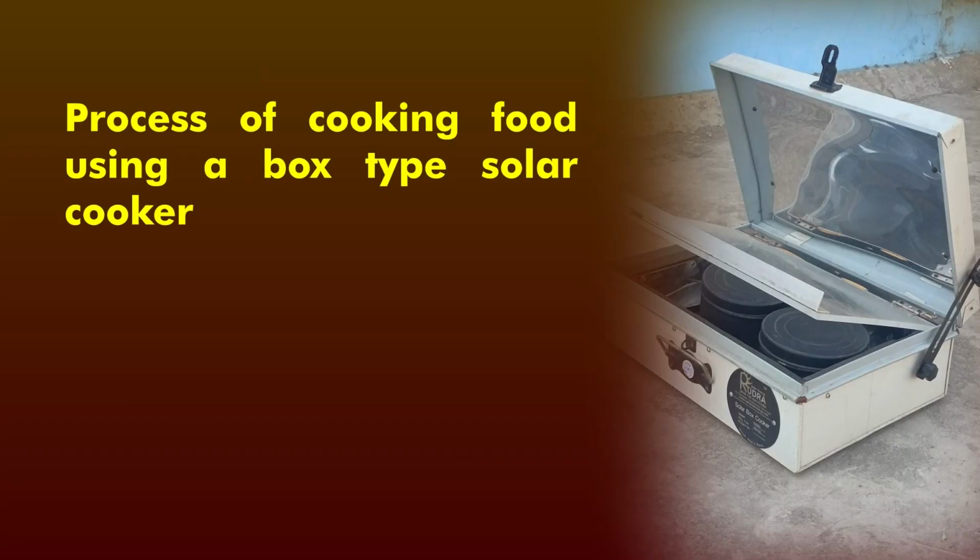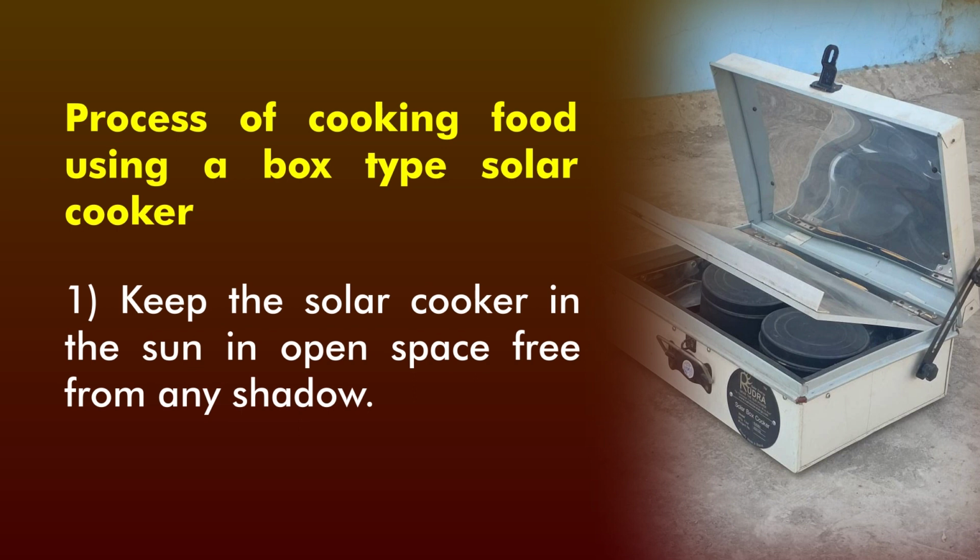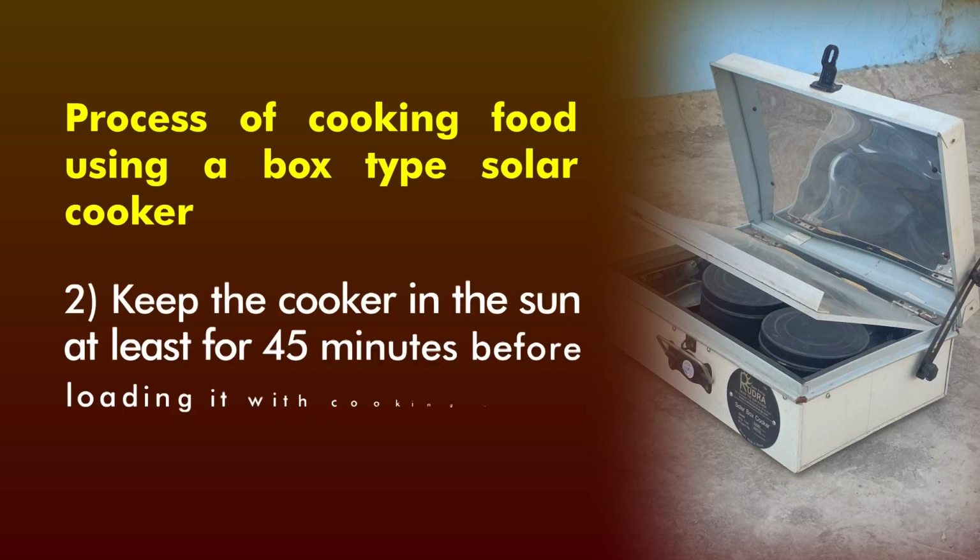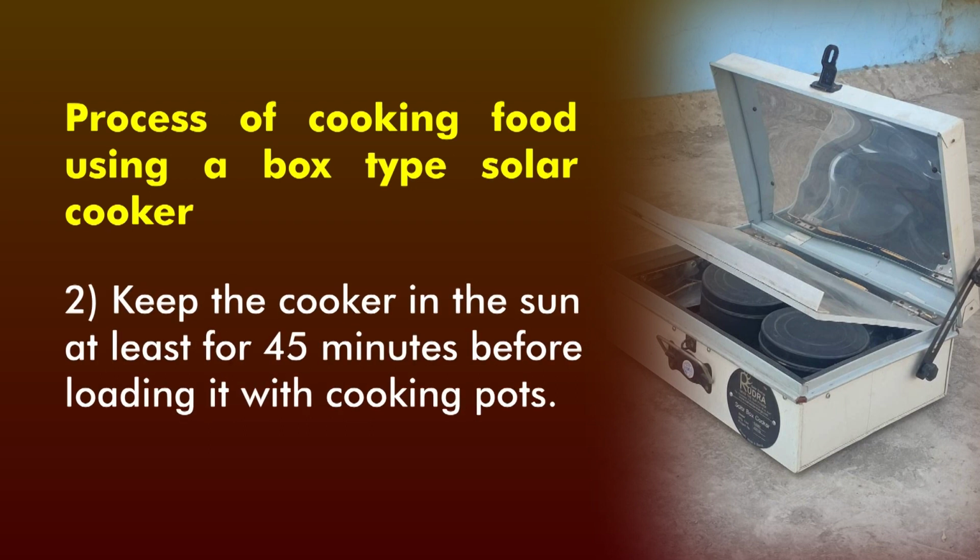Now we will discuss the process of cooking food using the box type solar cooker. So here we can discuss one by one. That means there are different steps associated. So the first step is to keep the solar cooker in the sun in an open space free from any shadow. The second step is to keep the cooker in the sun at least for 45 minutes before loading it with the cooking pot. This will keep the cooker ready for cooking and reduce the cooking time.